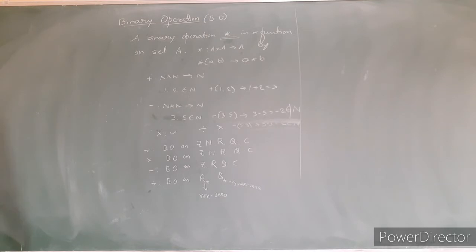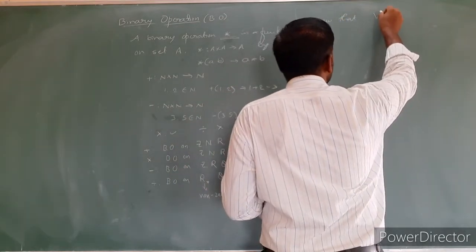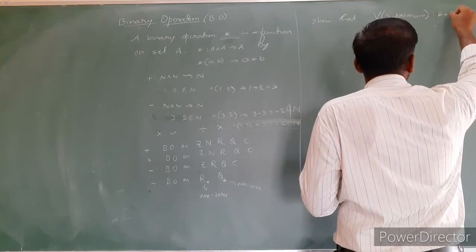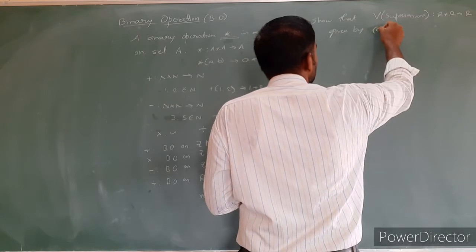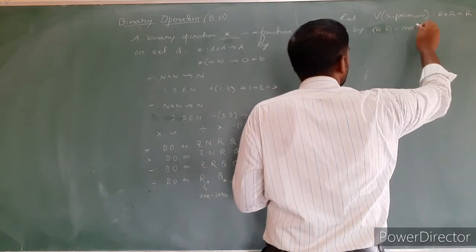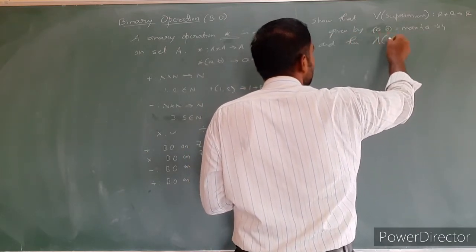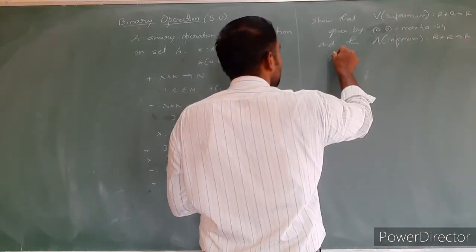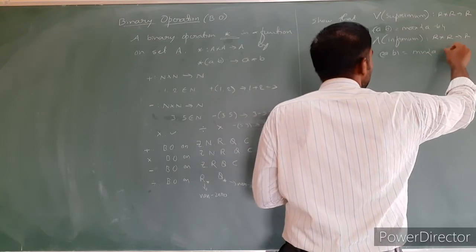Now the next one is an example: show that the supremum and infimum are binary operations. The supremum on R cross R into R is given by supremum of A comma B is equal to the maximum of A and B. And the infimum on R cross R into R is given by infimum of A comma B is equal to the minimum of A or B.